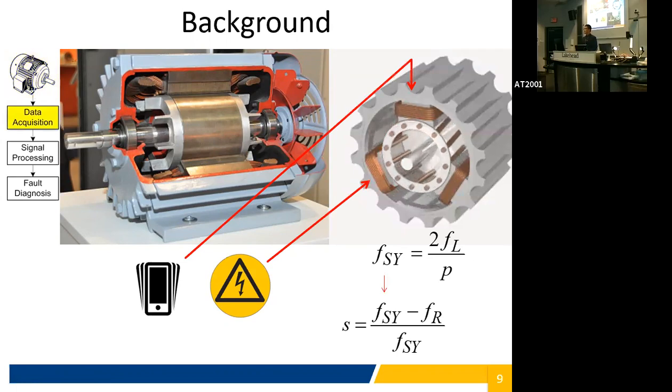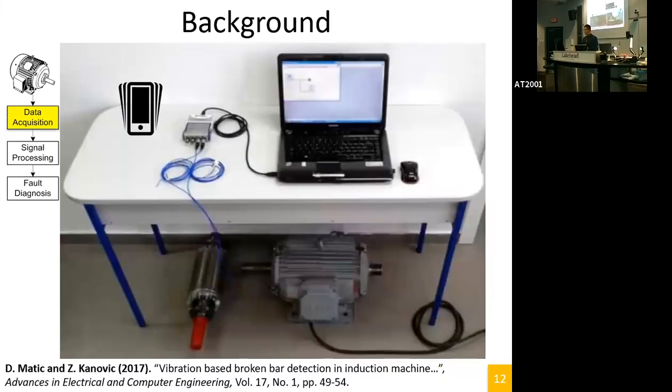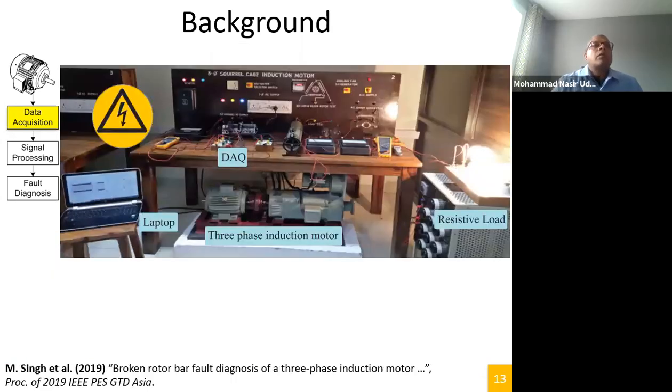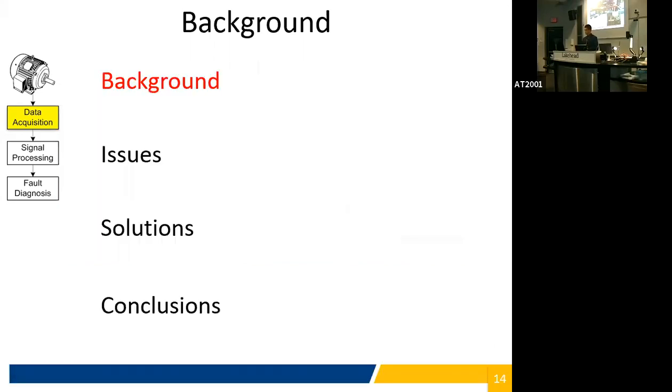And so let's look at how data acquisition is done. Generally, we have sensors and signal conditioning for amplification and filtering, and also a data acquisition board that feeds into a computer for processing. Some work, so this is a 2017 work. It uses vibration monitoring of induction motors, as we see here. And here's a 2019 work that uses current through wired monitoring systems.